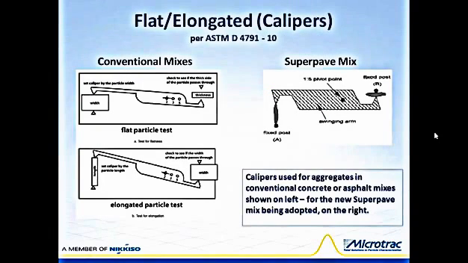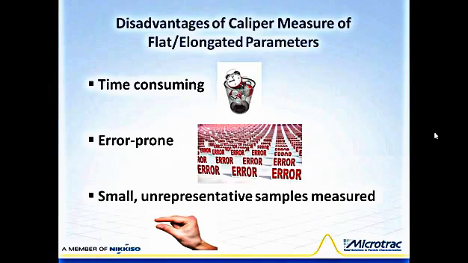The flat elongated parameters per ASTM 4791 are different for conventional mixes and the new Superpave mix being adopted in many areas. The hand calipers used for conventional mixes utilize more dimensional measurements and at more ratios than required for Superpave. But either can be measured and calculated using automated 3D image analysis.